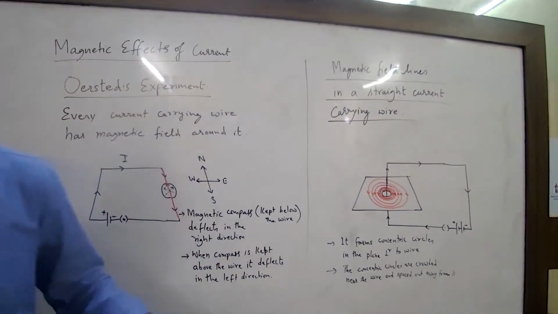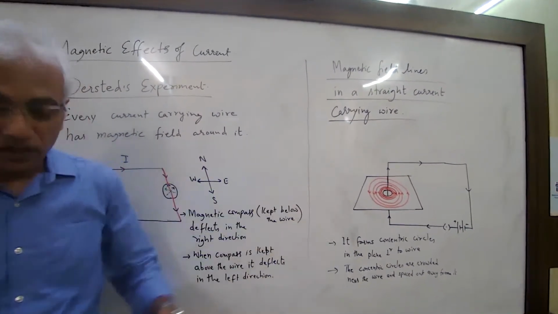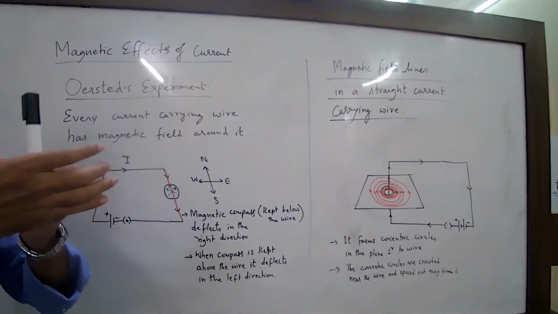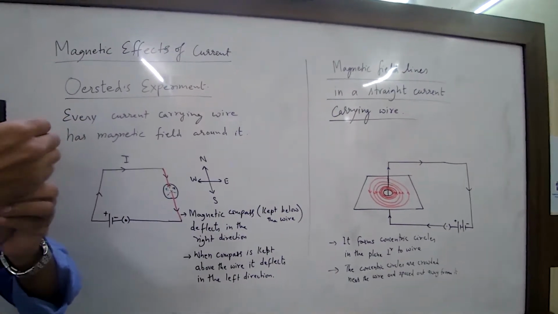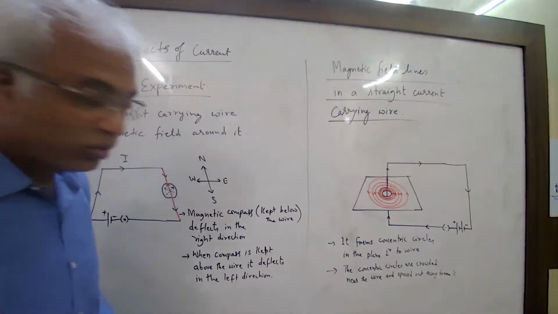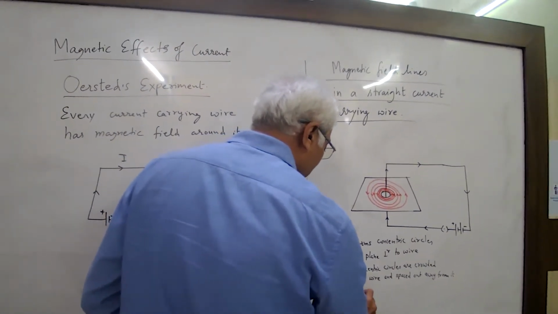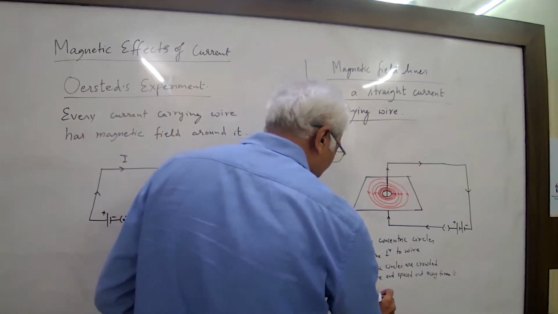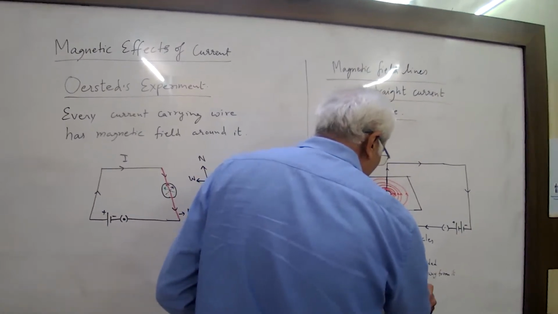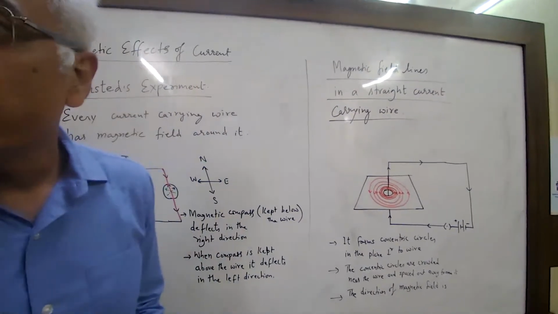And the last thing is how the directions are given. It is given by the right hand thumb rule. How is the direction given? Look, if the current is going like this, place the thumb in the direction of current and wrap your fingers around. Wherever the fingers are turning, that is the direction of the magnetic field. So the last point is the direction of magnetic field. Very important point. The direction of magnetic field is given by the right hand thumb rule.